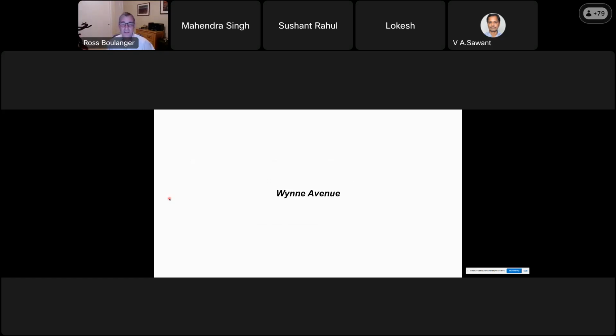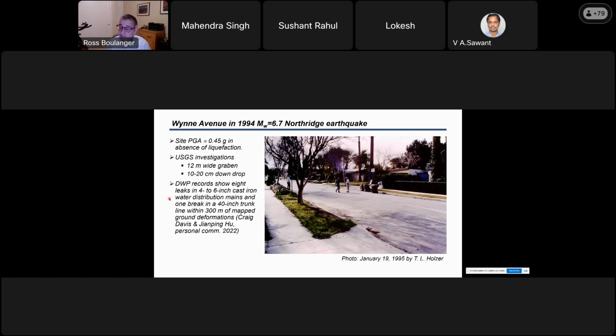One more was Wynn Avenue. This is a different case history in that it's relatively modest movements. It comes from the Northridge earthquake. And along this roadway, there's just a small feature here where the ground settlements were only about 10 to 20 centimeters over a distance of about 12 meters. It's like a little graben. Now, we want to see if we can predict small movements as well as large.